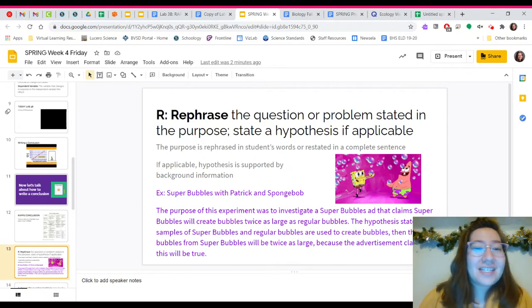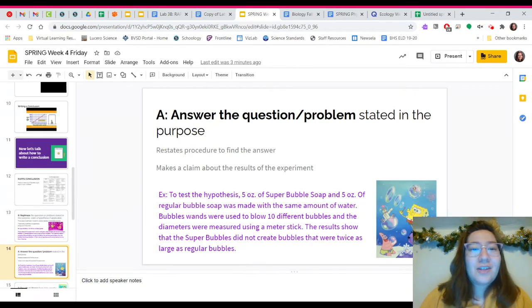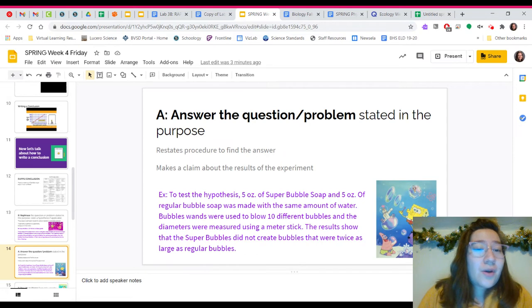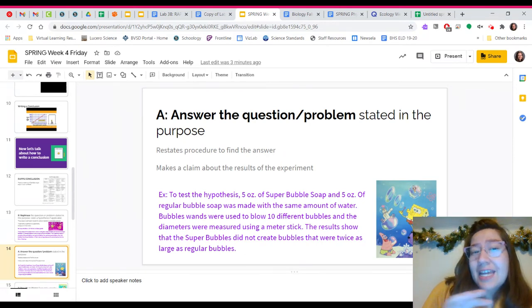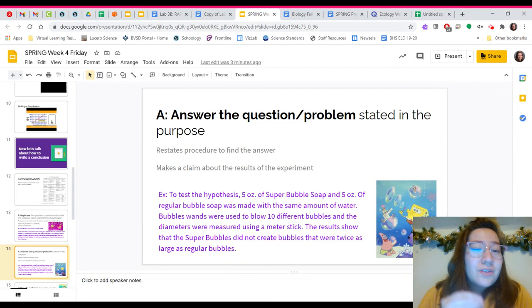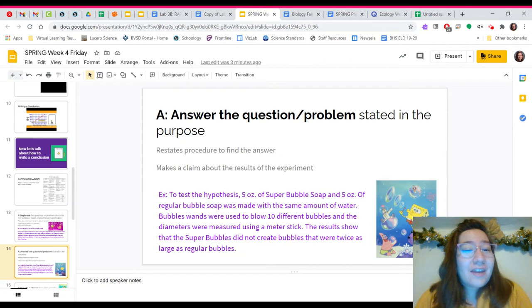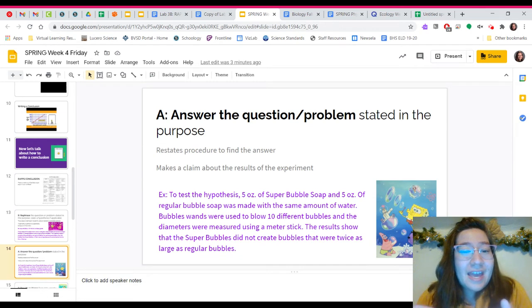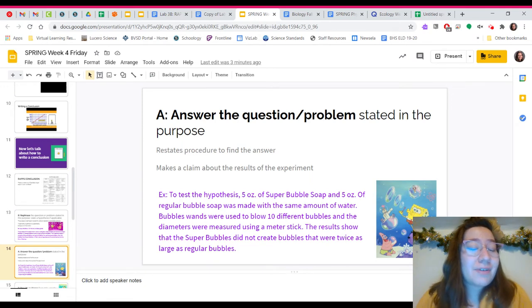And include that hypothesis. The A part of the RAPS conclusion means we're answering the question or problem stated in the purpose. We also want to make sure that we're telling our readers how do we actually get this answer. So we're going to sort of restate the procedure a little bit, talk about how did we do this experiment, and also make a claim about the results of the experiment. Again, with the superbubbles, we could talk about how did they do that experiment, and then we could say that the results showed that the superbubbles did not create bubbles that were twice as large as regular bubbles.